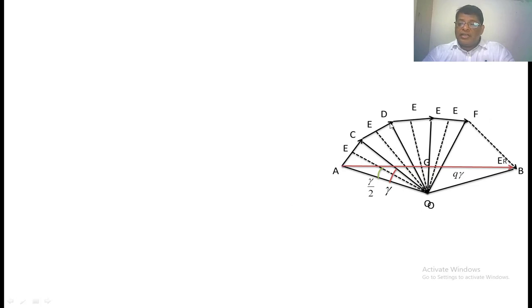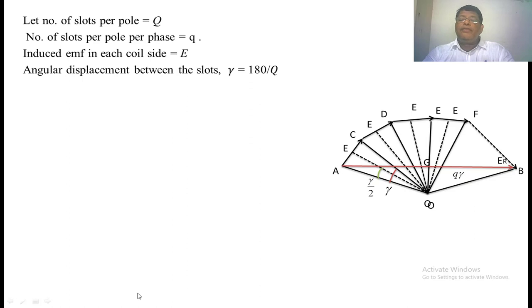AC, CD, DE, EF, and so on are nothing but the coil side voltages under one pole. Now here we are defining the quantities. The number of slots per pole is Q. The number of slots per pole per phase is small q. The induced voltage in each coil is E. The angular displacement of the slot gamma equals 180 by Q degrees.